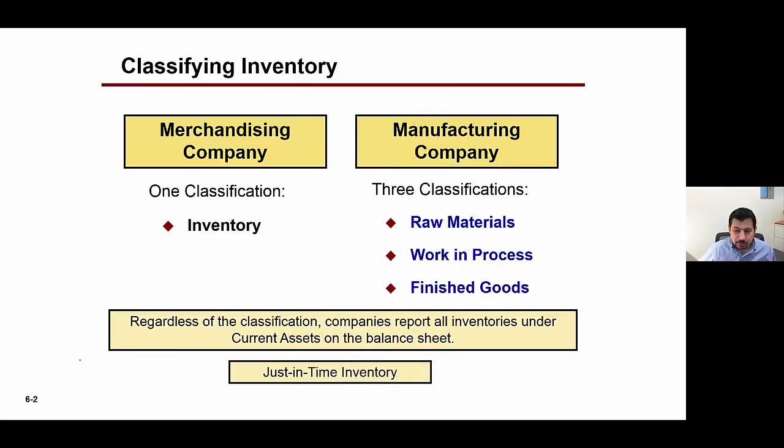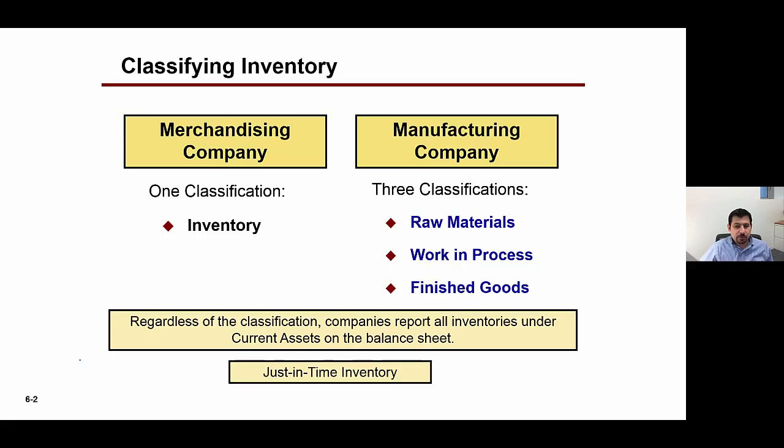So to start with, just to differentiate between merchandising companies and manufacturing companies, they both have inventory. The difference is that merchandising companies only have one kind of inventory, and this is the inventory that they purchased. This is already packaged goods that they purchased from their suppliers, and they sell it to their consumers or to their customers. On the other hand, manufacturing companies have basically three classifications of inventory. They have the raw materials, the work in process, as well as finished goods.